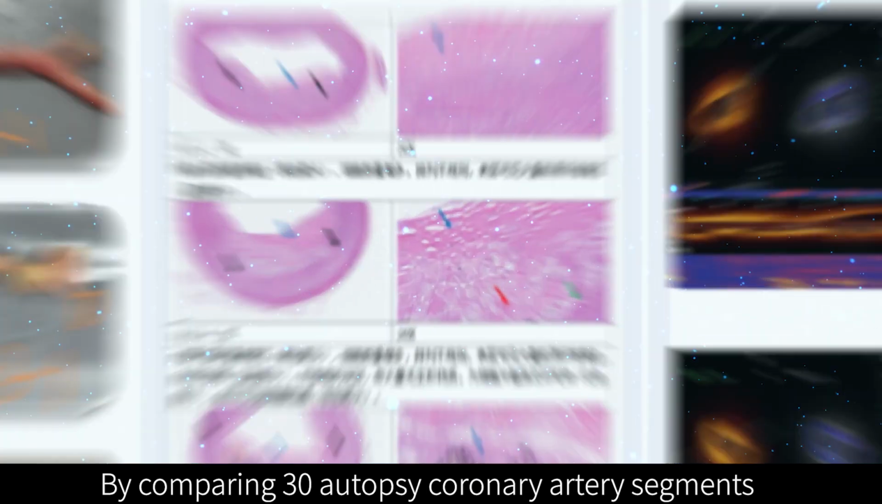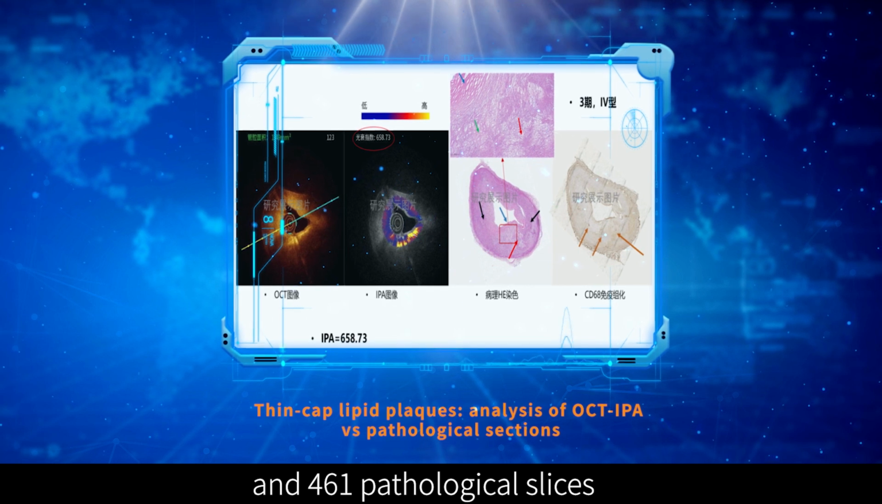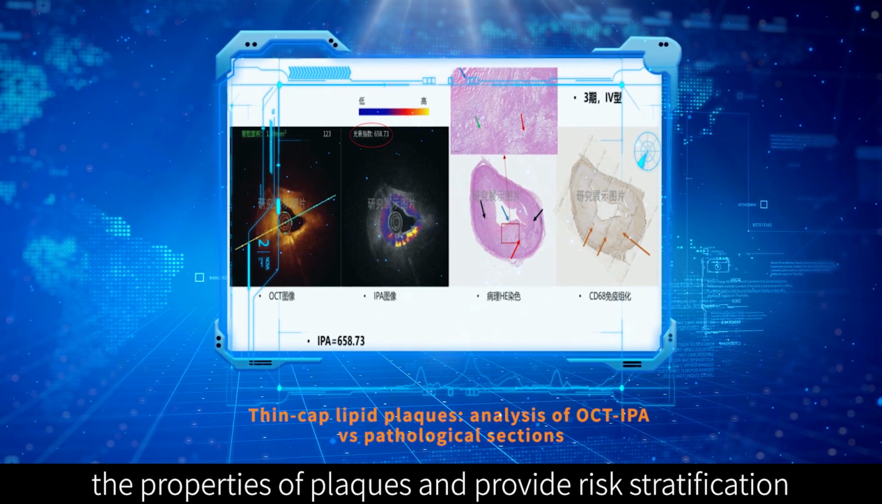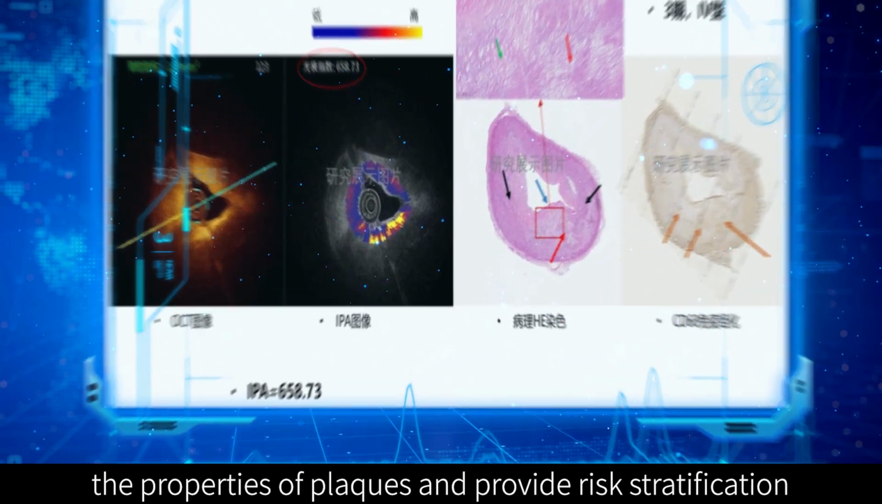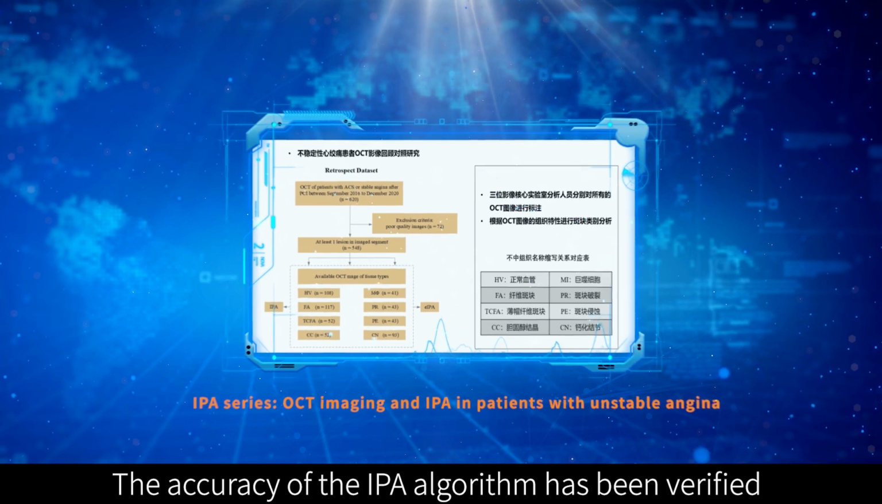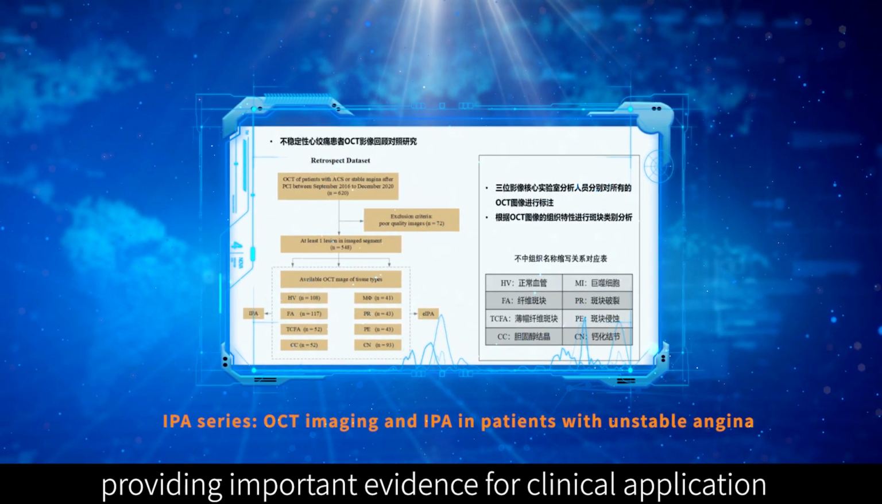By comparing 30 autopsy biopsy coronary artery segments and 461 pathological slices, the results show that IPA can accurately identify the properties of plaques and provide risk stratification information through the level of IPA value. The accuracy of the IPA algorithm has been verified, providing important evidence for clinical application.